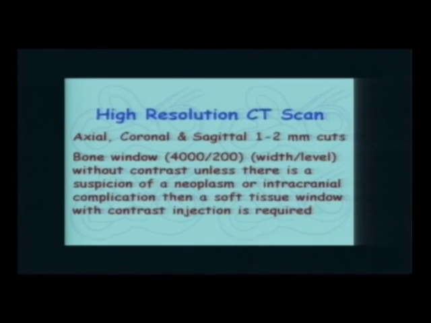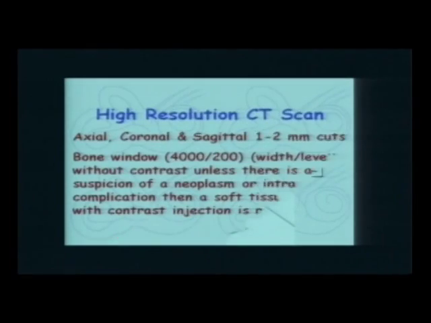The bone window is very important, and in very simple words, it's like the contrast and the brightness on the TV. So the bone window should be 4,000 over 200, width and level. No contrast is required unless you are suspecting a neoplasm, a glomus tumor, or an intracranial complication. So there is no need to ask for the soft tissue window. We are going to rely mainly on the bone window to see the structures because we are dealing with a temporal bone.